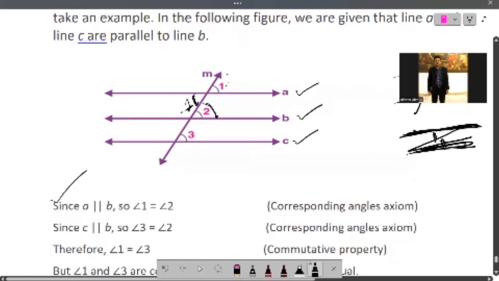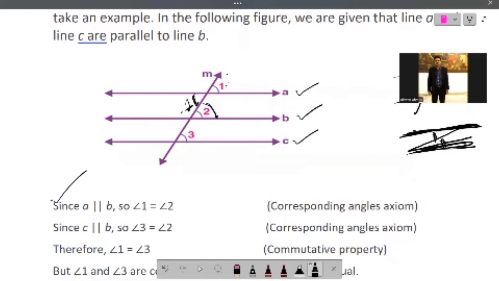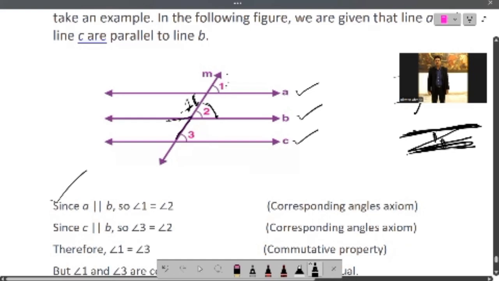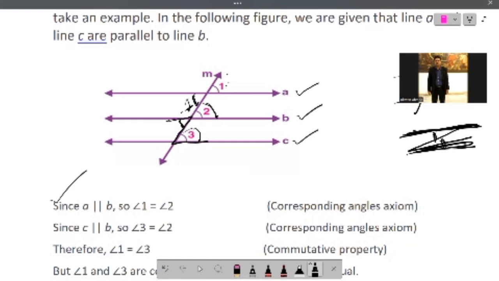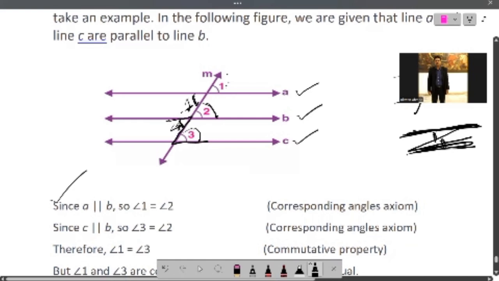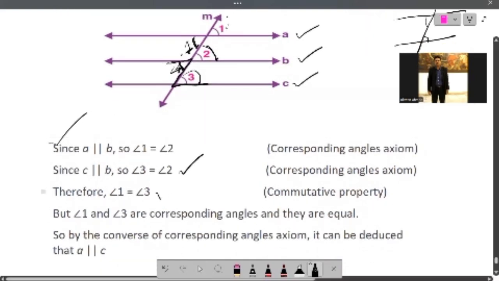And which theorem do we use here? The corresponding angle theorem. Now similarly, if we look at B and C, this is a Z sign. So this angle and this angle are the same, assuming that the alternate angles are the same. If this one is angle 2, then angle 2 is equal to angle 3. So by using the transitive property, angle 1 is also equal to angle 3.